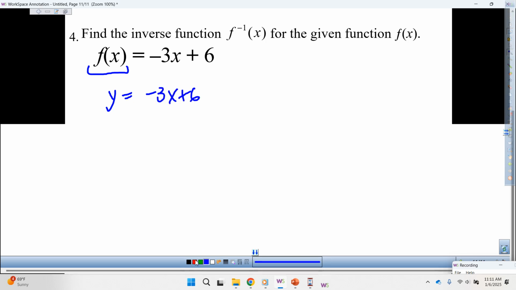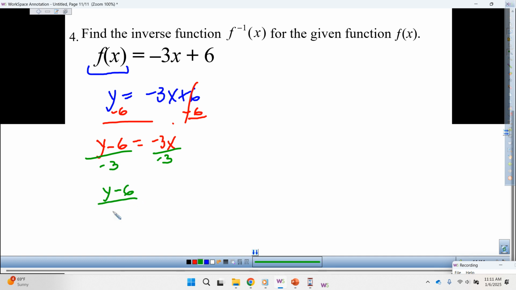From there, we solve for x, so that means minus 6 minus 6. We got y minus 6 equals negative 3x. And then we still need to leave x by itself, divide by negative 3. So we end up with y minus 6 over negative 3 equals x. Is that the inverse? No, Mr. Q, I need to switch the variables. So that means x minus 6 over negative 3 equals y. Yes, that's the inverse.